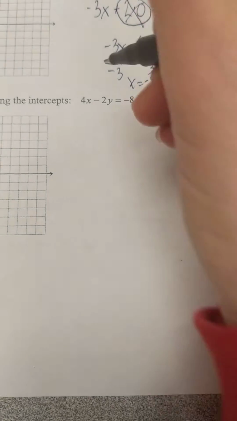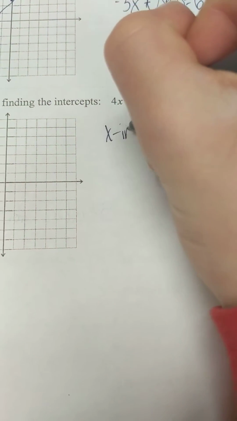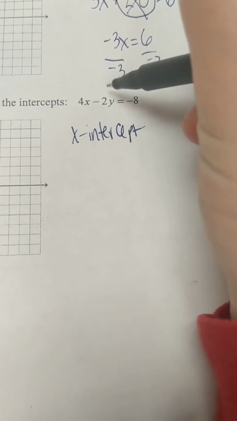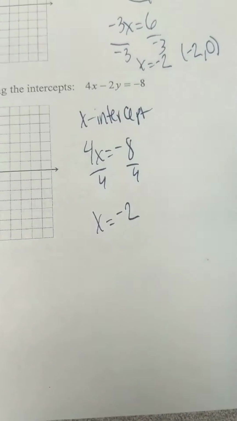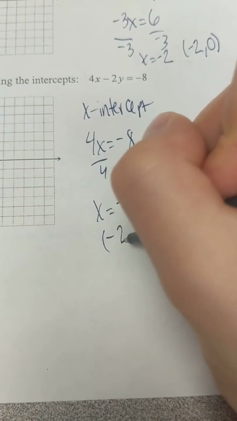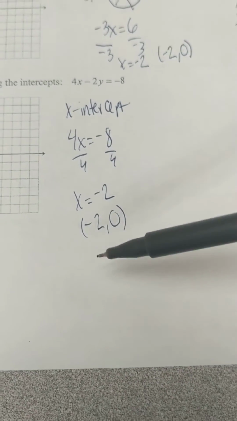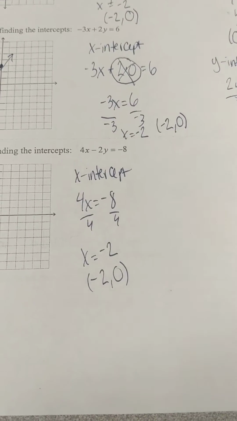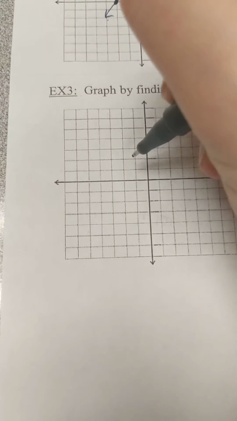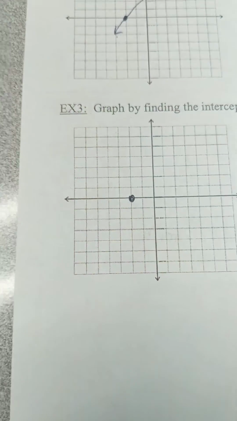Last one, same thing, x-intercept. Since we're solving for x, I'm going to plug 0 in for y, makes that term go away. 4x equals negative 8. Divide by 4. x equals negative 2. So x is negative 2, y is 0. Seriously, just a coincidence. It's not always (negative 2, 0), I promise. Go to negative 2 on your x-axis.